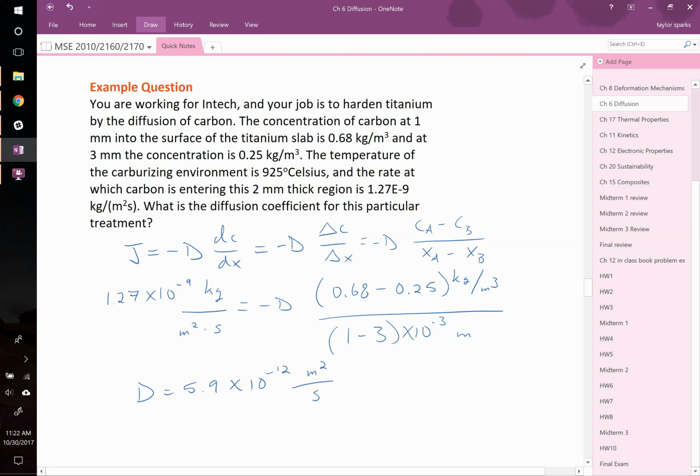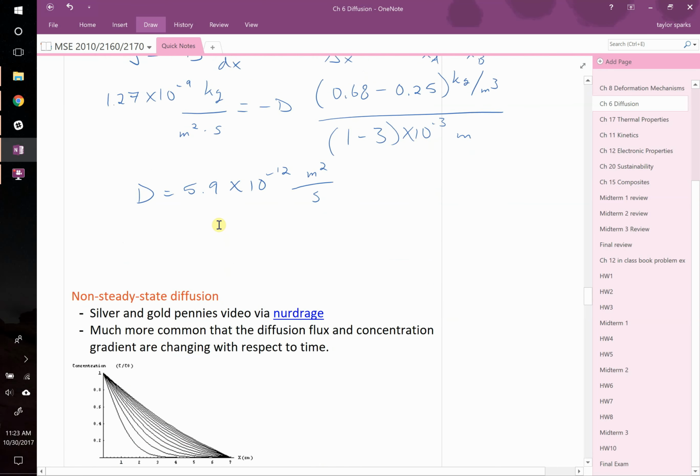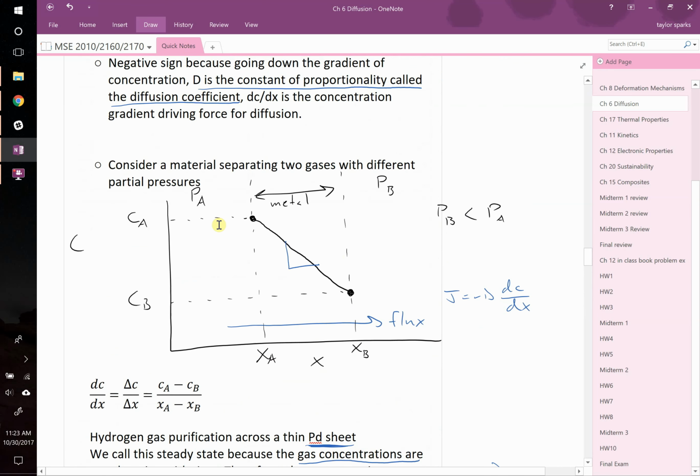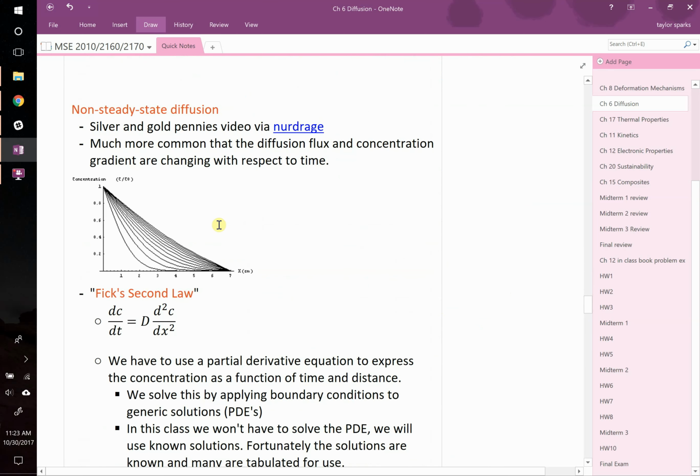There we go. Up here you've got the two concentrations, 0.68 minus 0.25. That's kilograms per meter cubed. When you start to plug in everything, you're going to end up with D equal to 5.9 times 10 to the negative 12th, and that should be in meter squared per second, which is the correct units for diffusion coefficient. Okay, so that first part was for steady state conditions where it's not changing with respect to time. We're now going to change that and talk about non-steady state diffusion.